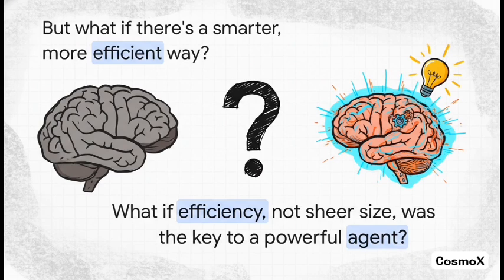A smarter, more efficient way? That's exactly the question this Qwen3 Coder Next model is posing. What if you didn't need to build a bigger brain, but you could train a smarter one? What if the secret sauce isn't size, but efficiency? This thing is basically designed to take that whole bigger is better idea and flip it on its head.